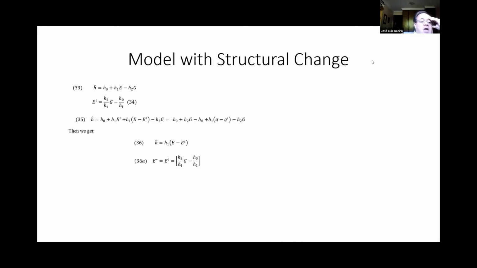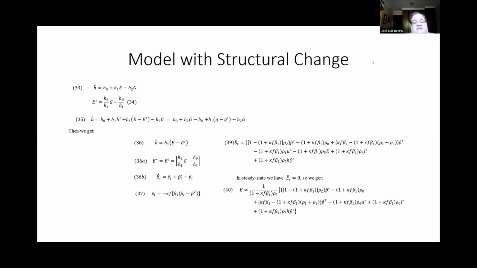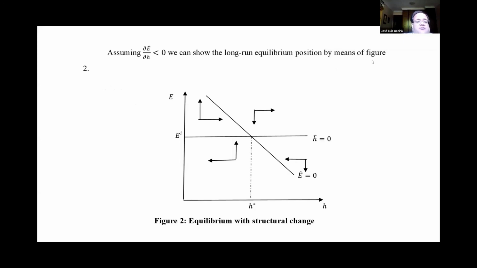variable to the model. Equation 35 then determines the dynamics of the manufacturing share, which can be simplified as the difference between the actual level of exchange rate and the equilibrium or industrial level of exchange rate. Equation 36b, the dynamics of real exchange rate, and the system, equation 39, the dynamics of real exchange rate in steady state. E hat has to be equal to 0, so we have equation 14.